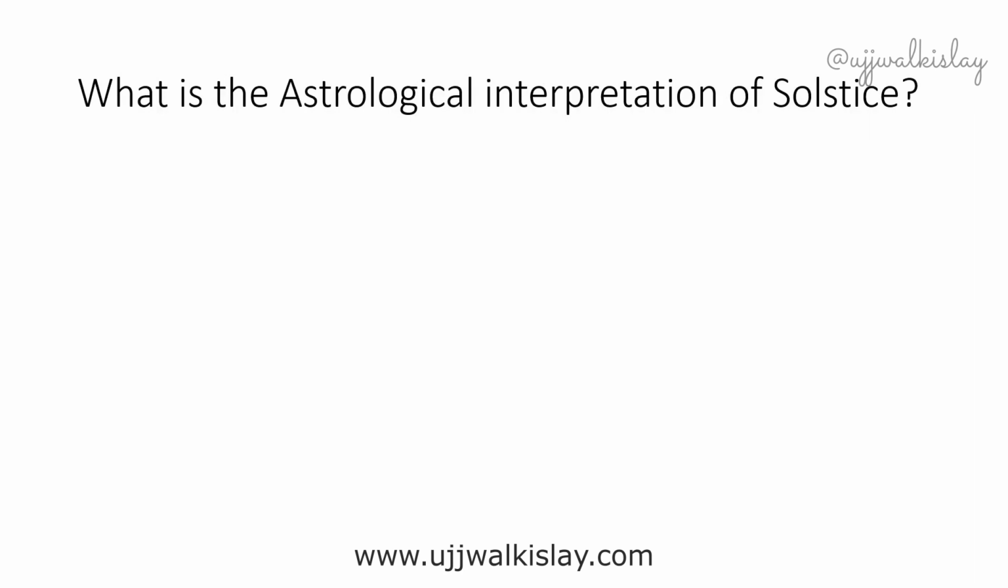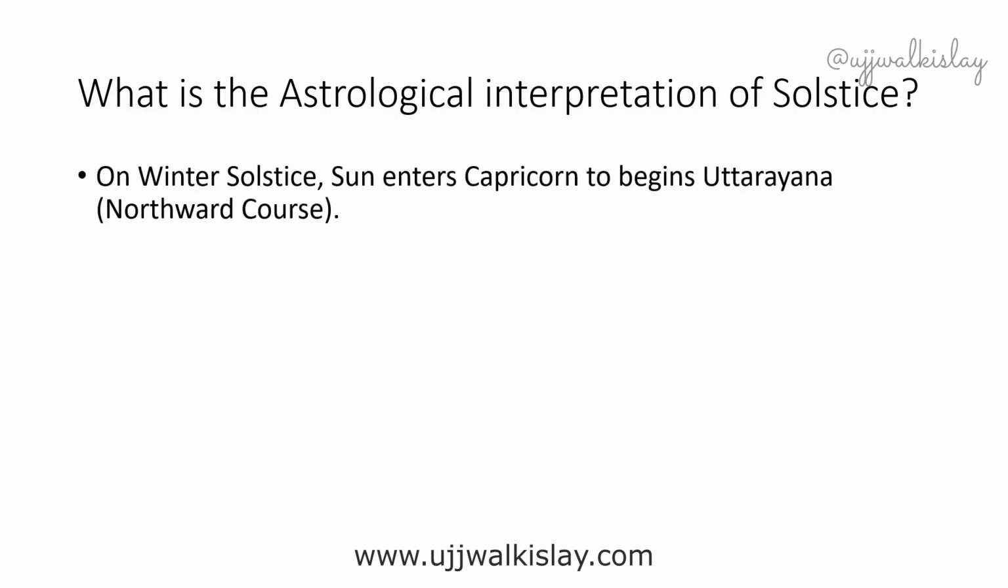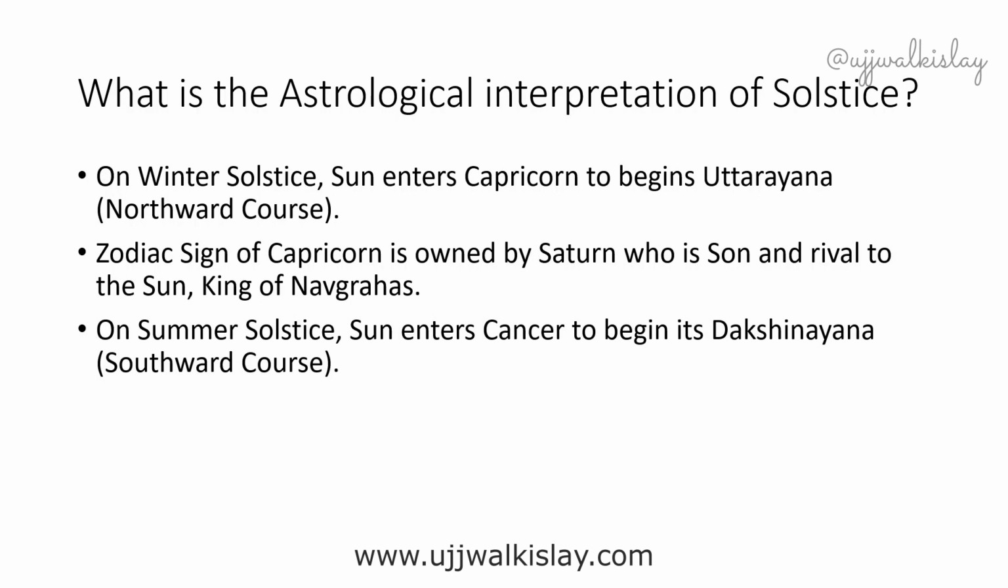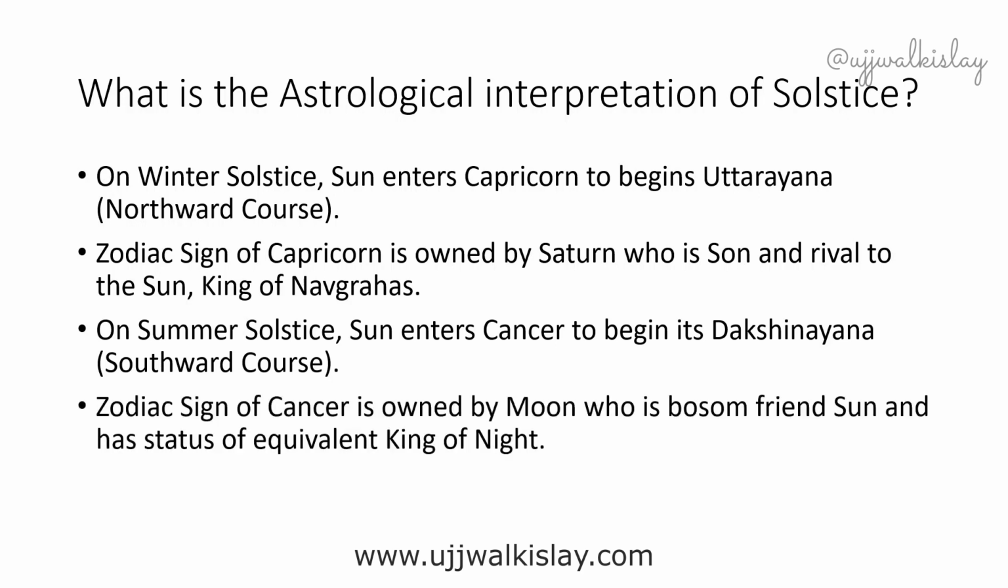Now let us understand the astrological interpretation of solstice. On winter solstice, the sun enters the sign of Capricorn to begin its northern course. The zodiac sign of Capricorn is owned by Saturn, who is son and rival to the sun. On summer solstice, the sun enters the zodiac sign of Cancer to begin its southward course. The zodiac sign of Cancer is owned by the Moon, who is a bosom friend of the Sun.